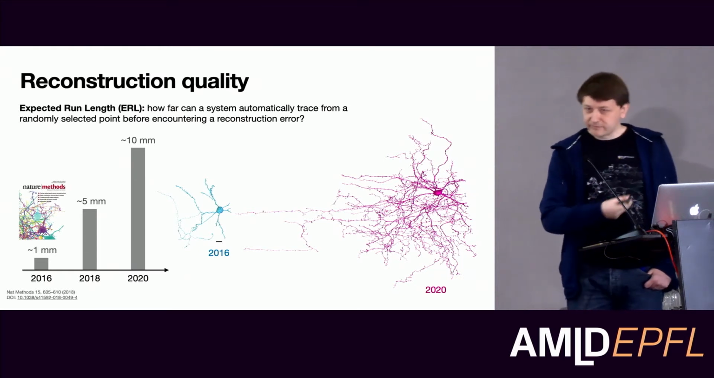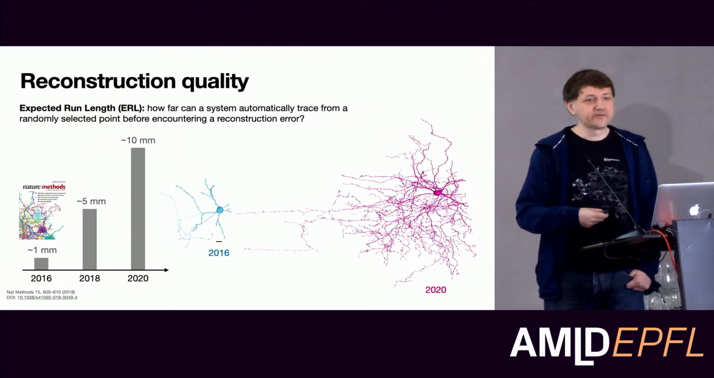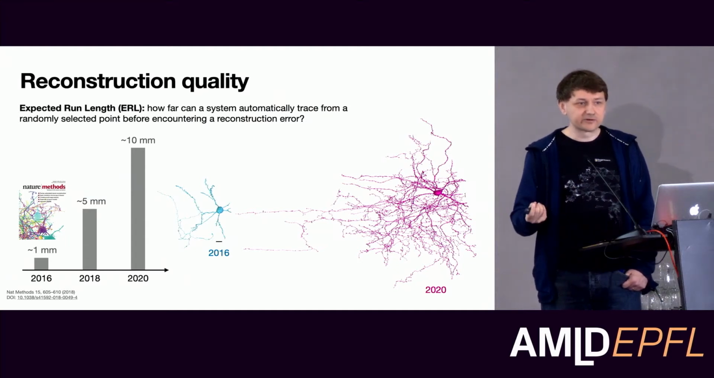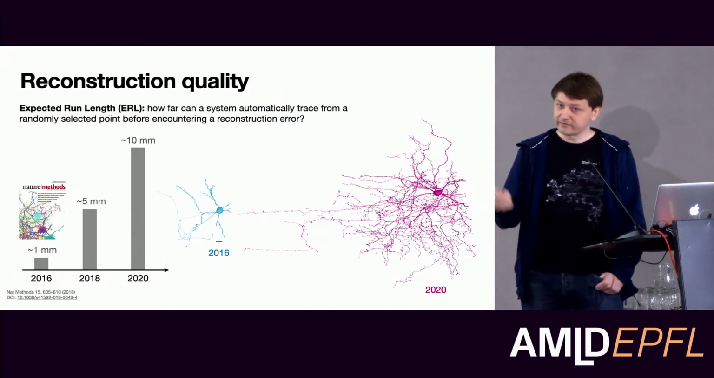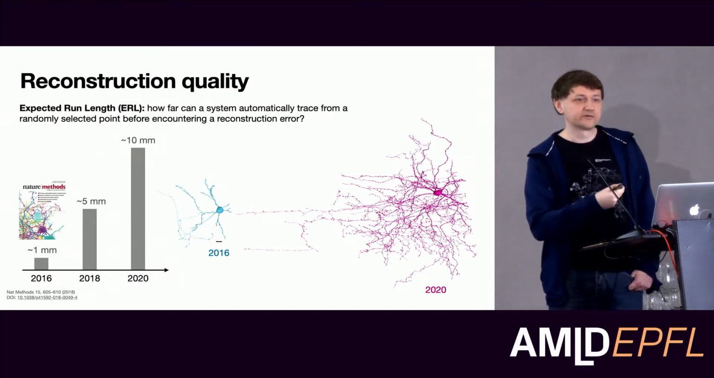People sometimes call this metric a self-driving car metric because of this analogy where, if you have a self-driving car, one thing you want to measure is how far can you drive before a human driver has to take over. So this is actually similar. How far can we trace a neuron before an expert has to take over and fix a mistake?